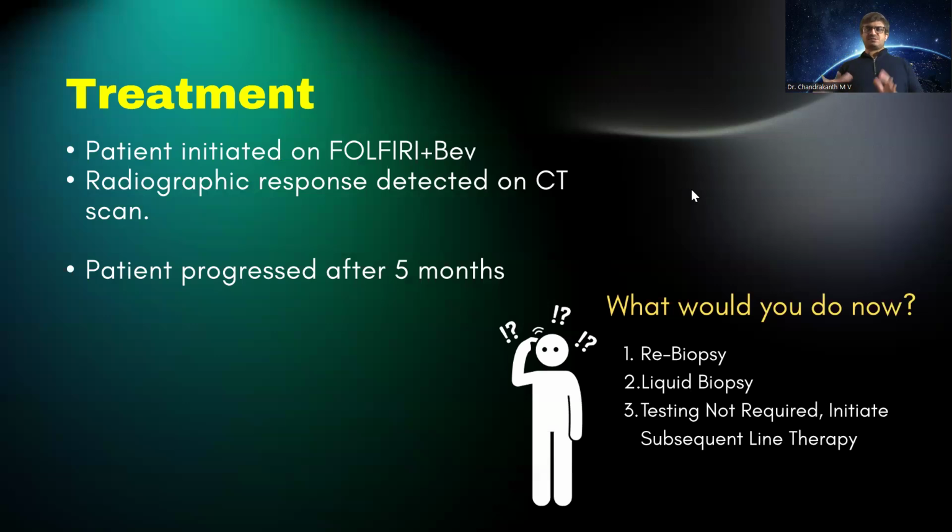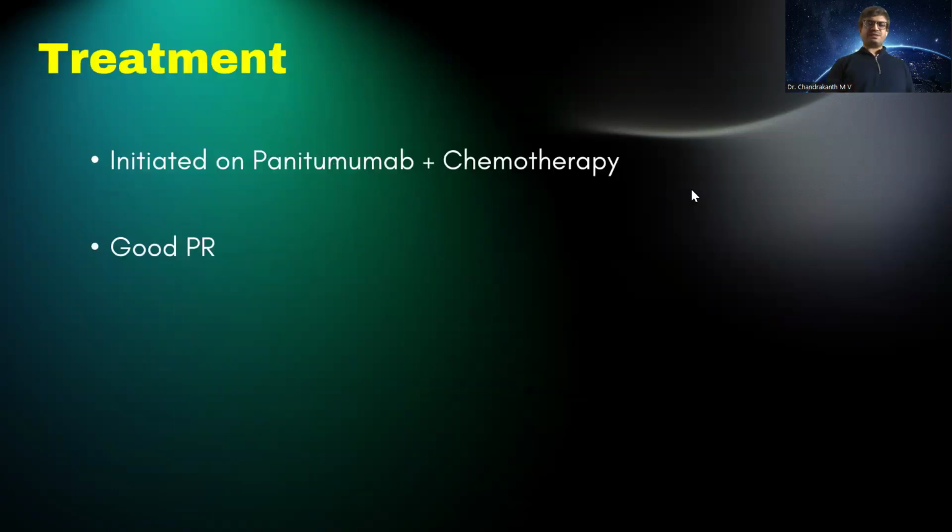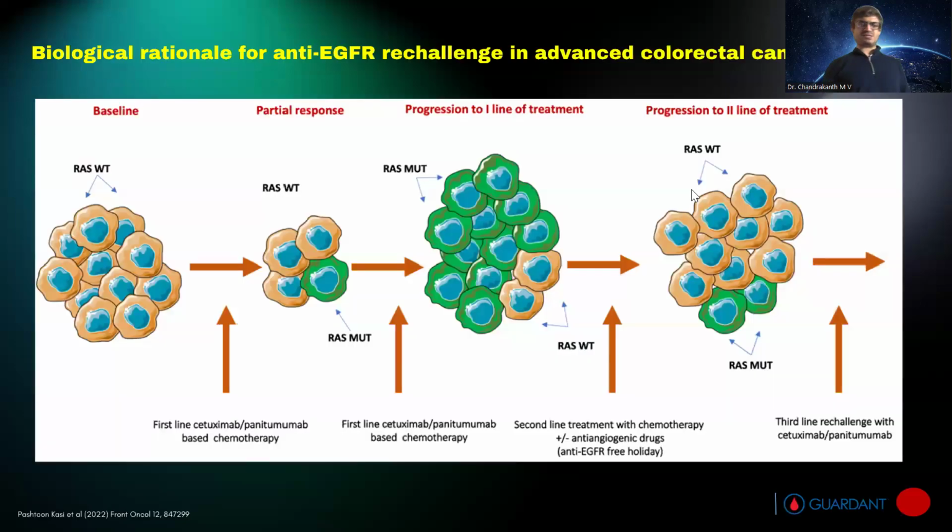Now, because there is progression, we changed to FOLFIRI plus bevacizumab, and then the patient progressed in 5 months. Remember, RAS mutations are dynamic. The baseline wild type can become mutant, and again the mutant can decay. This is called the RAS mutant decay time. By around 4 to 5 months, they decay out. And we did a rebiopsy. Now there is no RAS mutation. Now in these patients, if we re-challenge with panitumumab, again there is a good partial response.